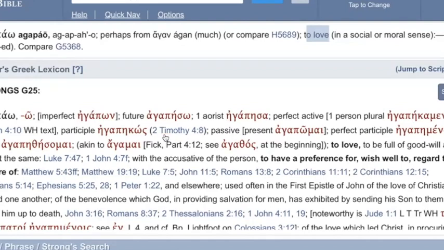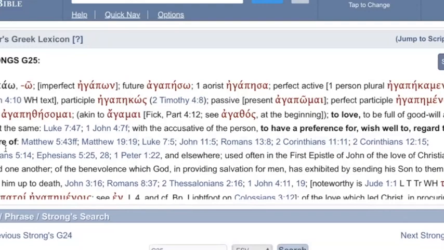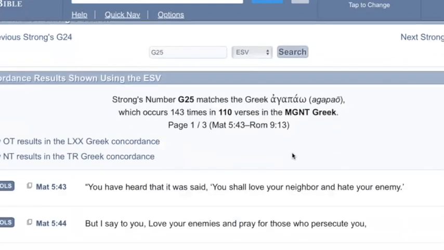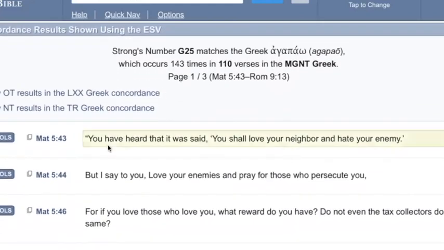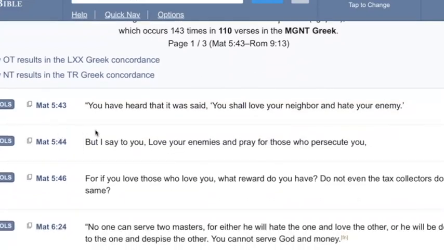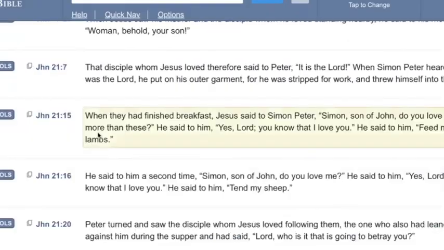Thayer's Greek lexicon gives a little bit more: to love, to have preference for, wish well to, regard the welfare of. And then this is quite a long entry. Now, another nice thing about this website, it shows you every time this word occurs in the New Testament. So this is called a concordance. Every time this word is used in the New Testament, there's a long list, very popular.